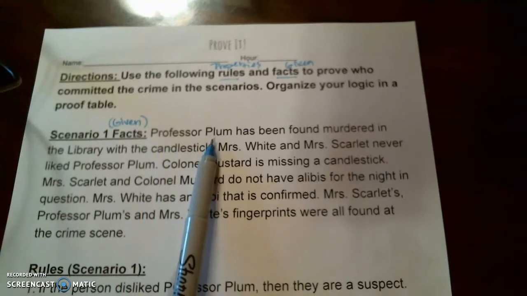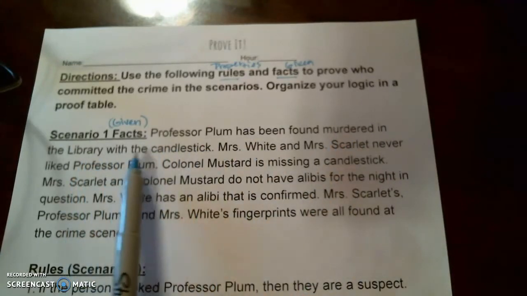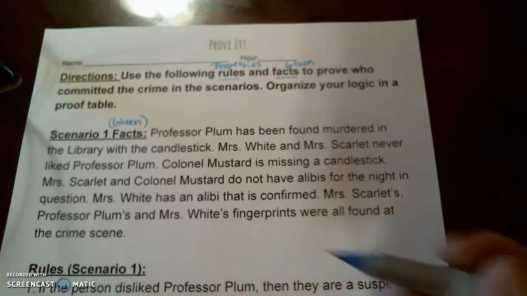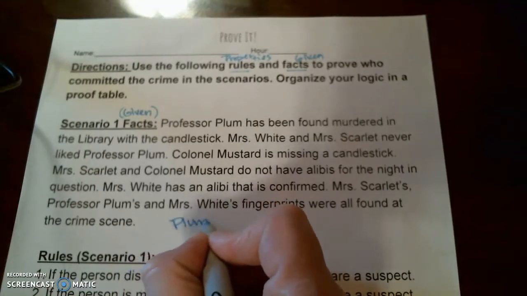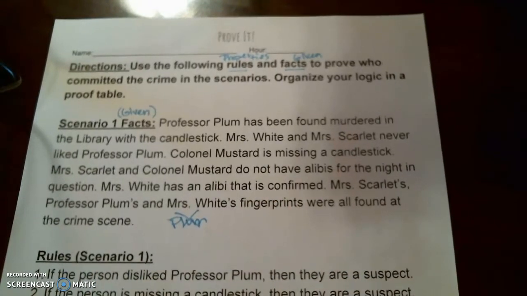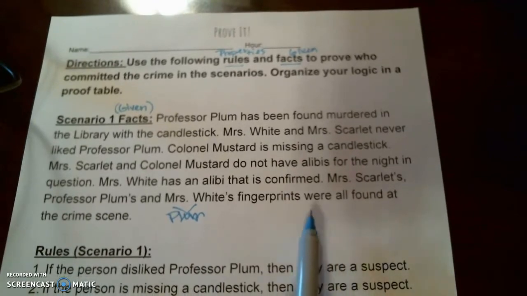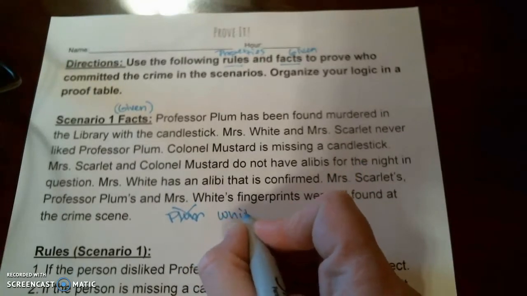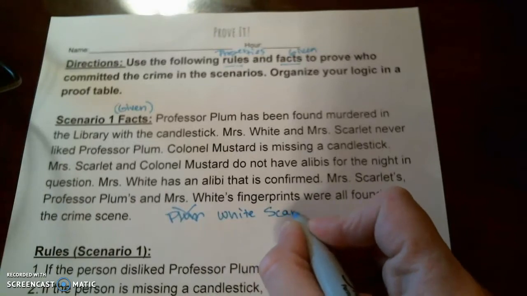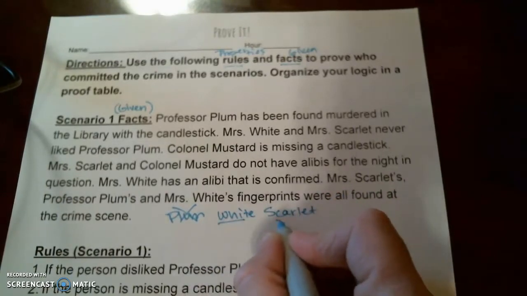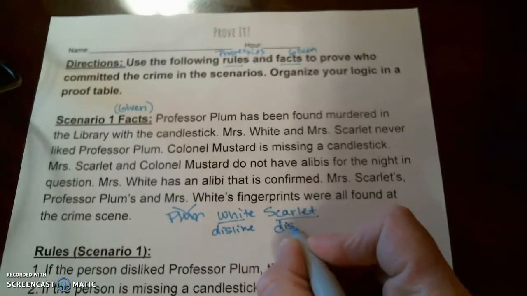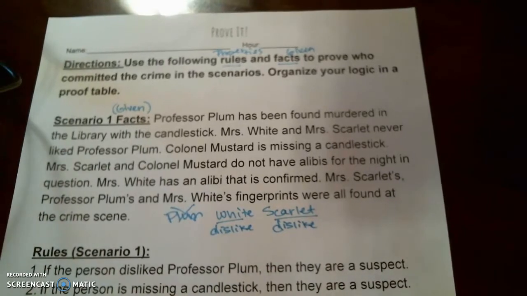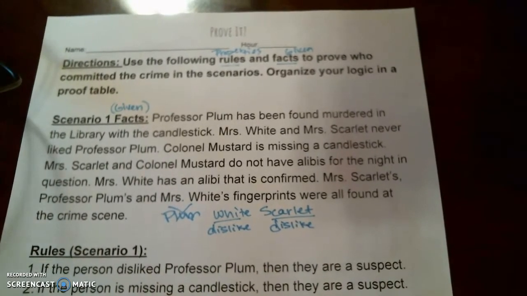So it says Professor Plum has been found murdered in the library with the candlestick. Okay, so we know Professor Plum is deceased. We are looking to figure out who murdered Professor Plum. Now it says Mrs. White and Mrs. Scarlet never liked Professor Plum. So we've got Mrs. White and Mrs. Scarlet. They disliked him. So I'm making a note of that. They disliked Professor Plum. Colonel Mustard is missing a candlestick.